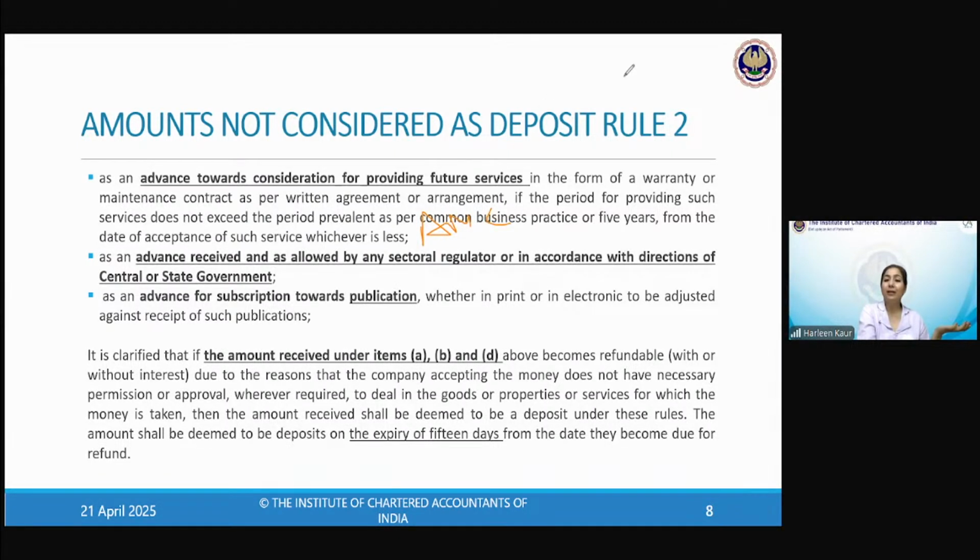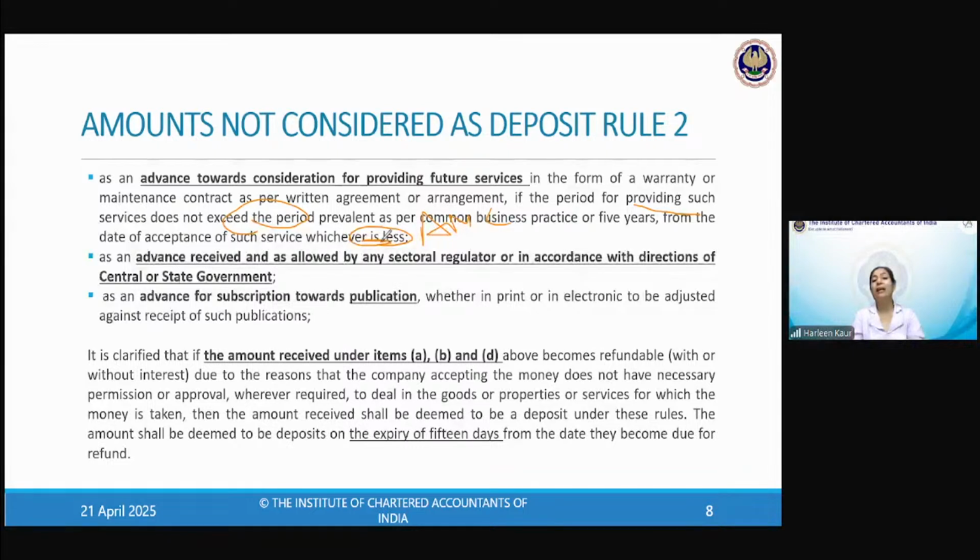Then this amount will not be considered as deposit only if this condition is satisfied. Kya condition hai? If the period for providing this service does not exceed the period prevalent as per the common business practice or 5 years, whichever is less. So if the period for which you have taken this advance is, say for example, 3 years or 5 years, whichever is less. So for 3 years you have given the AMC, then it is not a deposit. 10 years or 5 years, whichever is less. So up till 5 years, it is not a deposit. Above that, it will be considered as deposit.